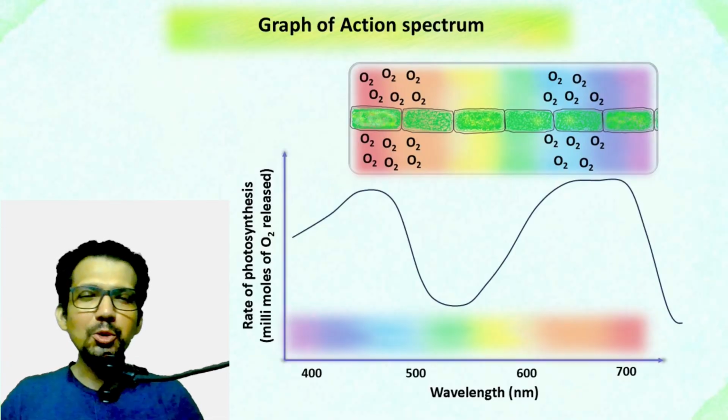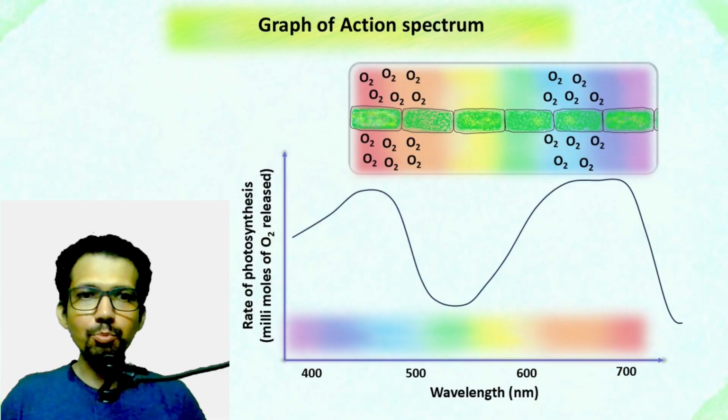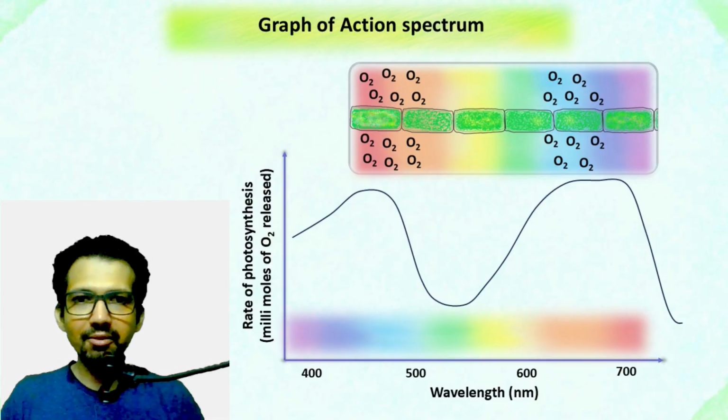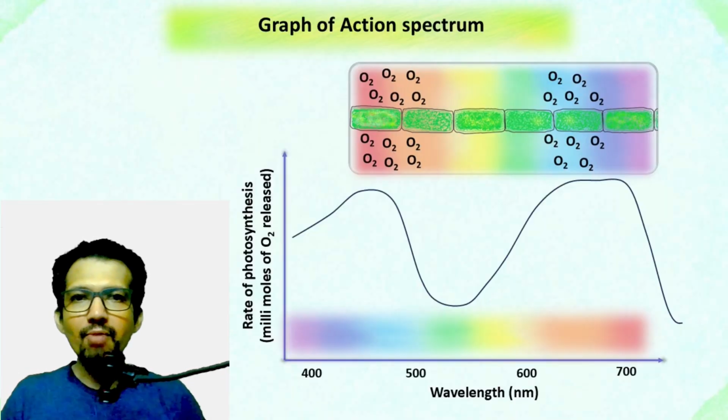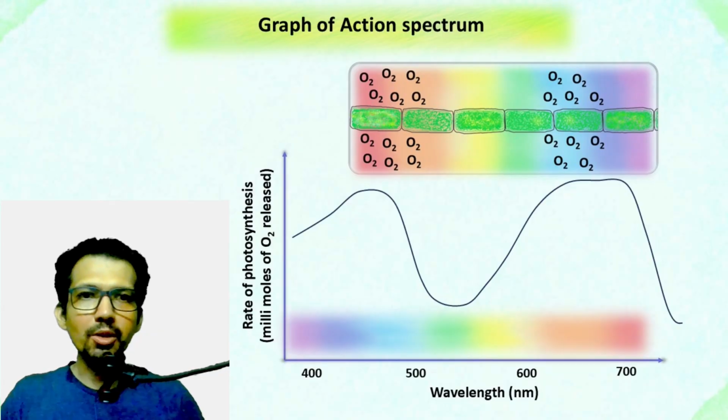This graph has two distinct peaks, which correspond to the maximum photosynthetic activity near the wavelength of the blue and red part of the spectrum, whereas the wavelength corresponding to the green part of the spectrum shows minimum photosynthetic activity.